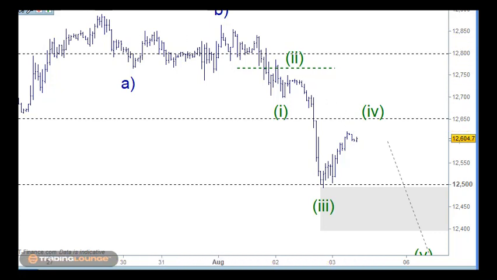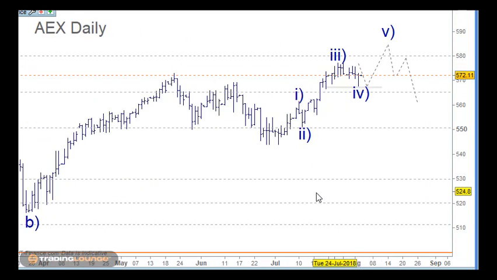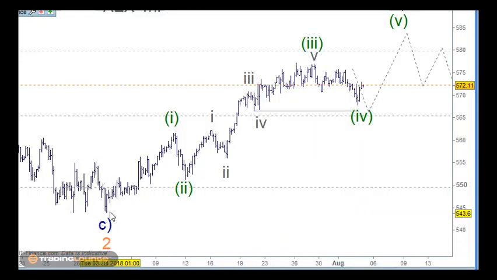The AEX is on a slightly different path here. We were talking about there being different ways to count all of this, but my main interest was in this little pattern. On the 4-hour chart, we were looking at from the low, don't worry about wave 2 here, but wave 1 and 2, and then we're working through this as 1 and 2 and 3 and 4, and this got a bit messy up here, but I ended up getting it sorted out in the end.